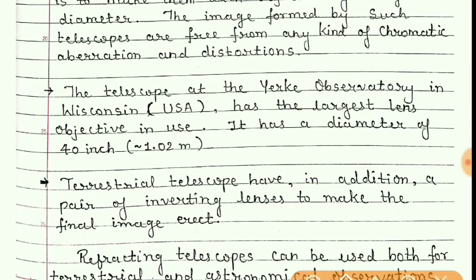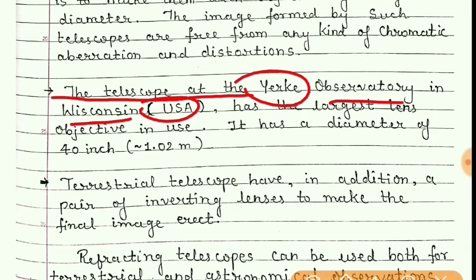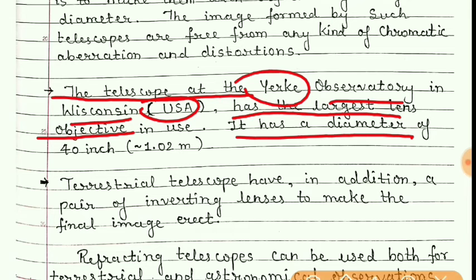Now some general information is given here: the telescope at the Yerkes Observatory in Washington, USA, has the largest lens objective. It has a diameter of 40 inch, which is approximately equal to 1.02 meter.